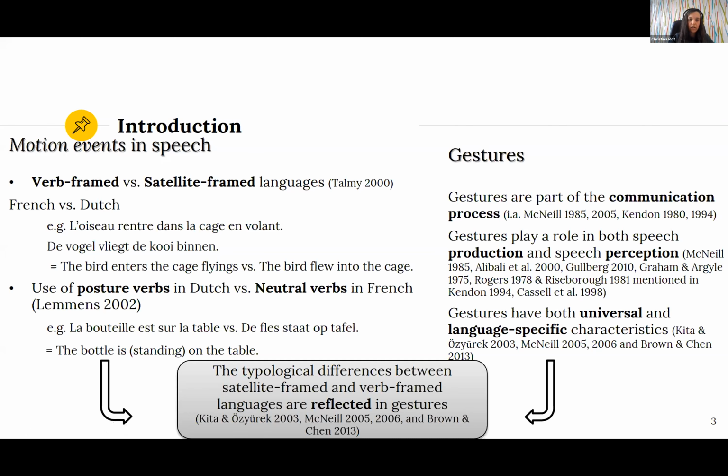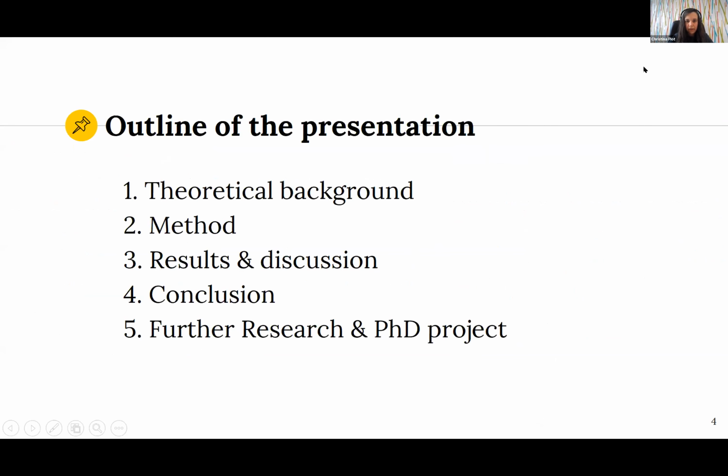So I am going to give you a few elements of my theoretical background, and then I'll move on to the methods to finally discuss the results and conclude, and then I will explain what I'm going to do in the framework of my PhD project.